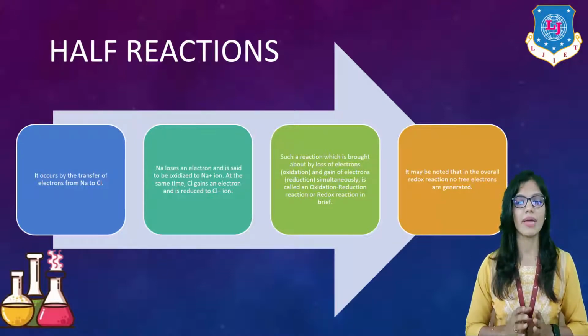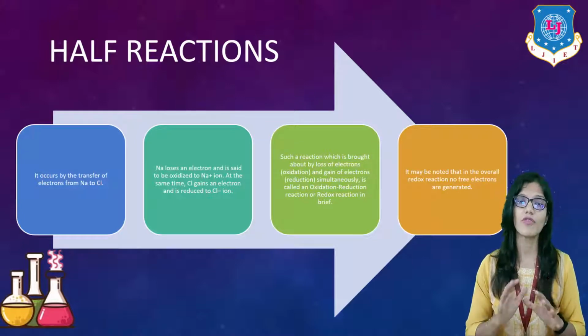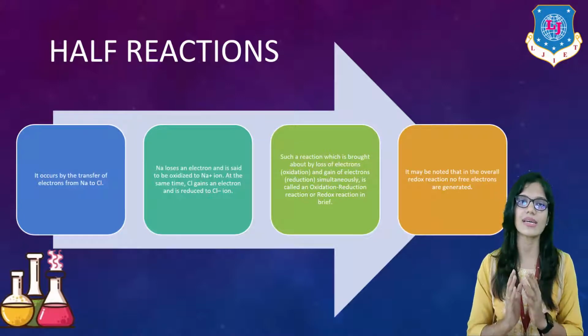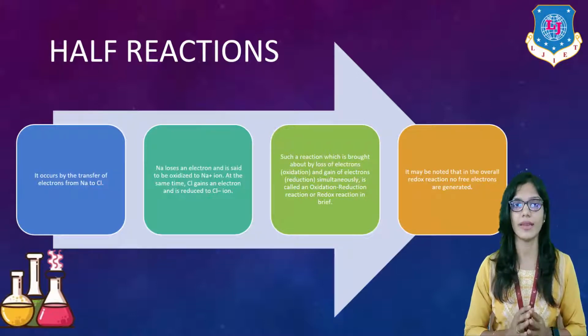It may be noted that in the overall redox reaction, no free electrons are generated, because in a redox reaction, if one atom loses an electron, then another atom will accept that electron. So in general, they will make a neutral molecule in the end. So here no free electrons will be generated in half reactions or in redox reactions.